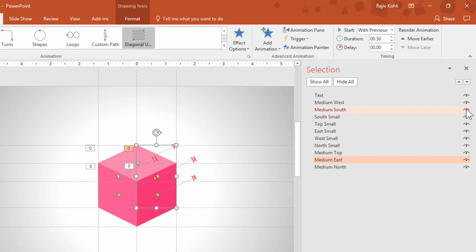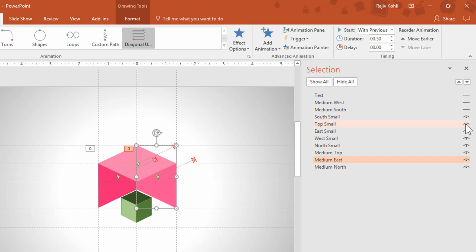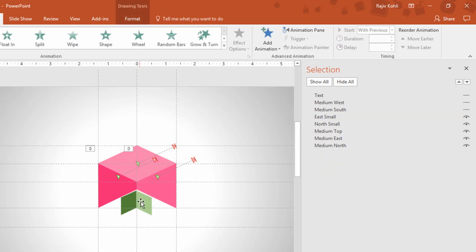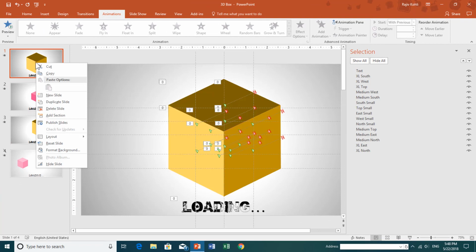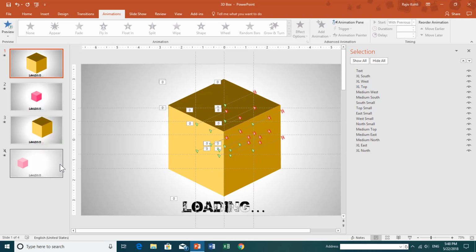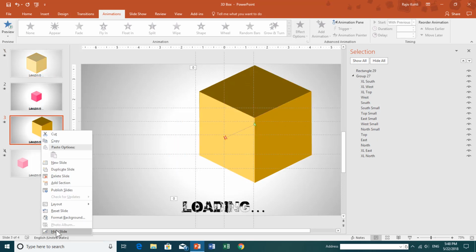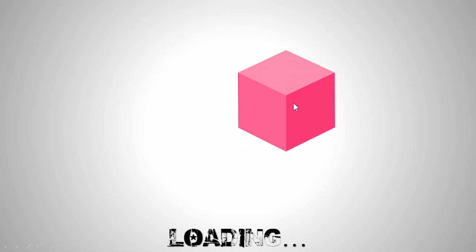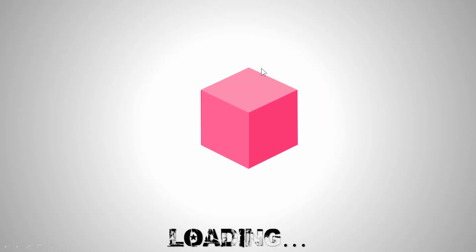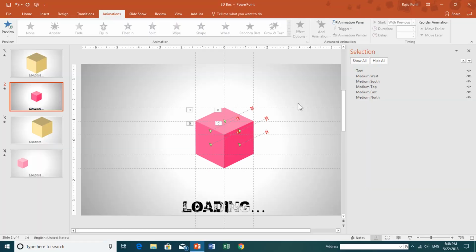Okay, now I want to delete this green one. Let me show you the slideshow, and I am going to hide these slides because I don't want to see them in the slideshow. Just right-click on the thumbnail view and click on Hide, and now we only have this slide, and let's see the slideshow. All of these parts of this box are moving in one shot.